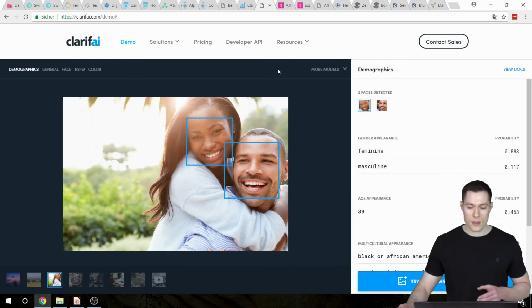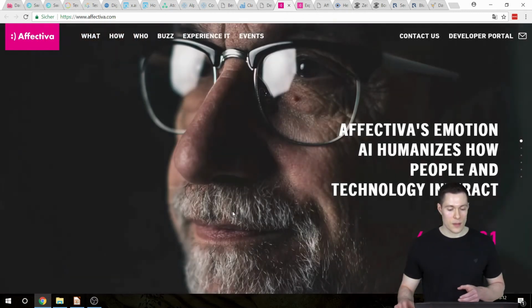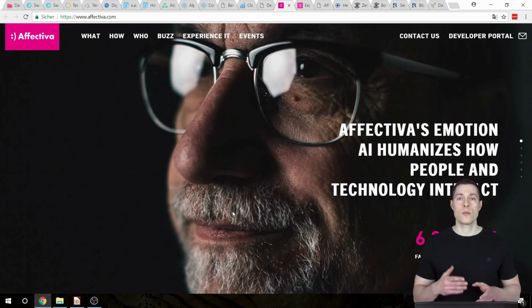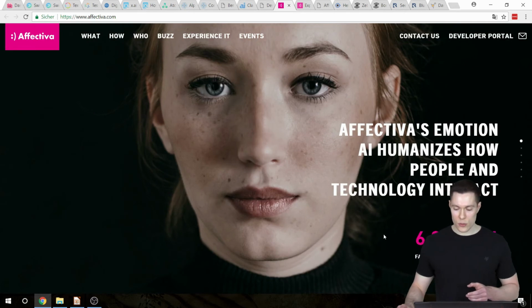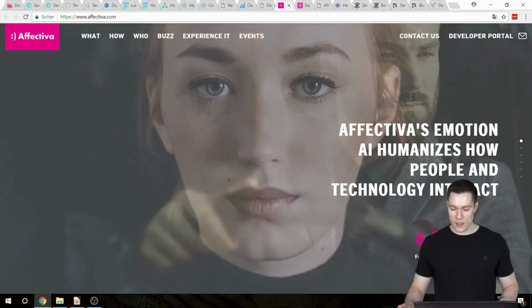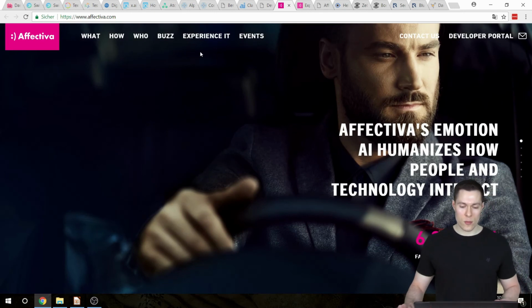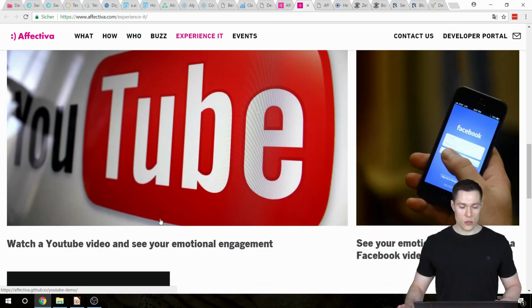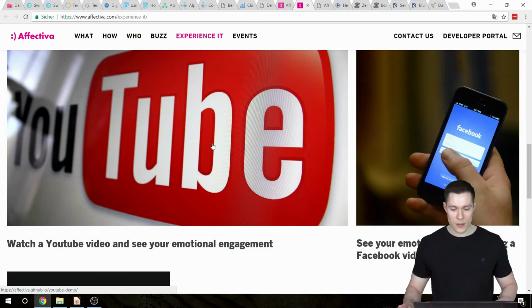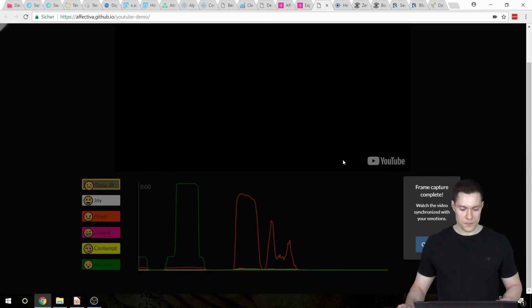So that's Clarifai. Next up is Affectiva. And they do something similar as Clarifai, but they are only specialized in facial expression and then recognizing human emotions. And they also have the world's largest database of human emotions with more than 6 million faces analyzed. And here too, there are also some demos that you can play around with. In one demo, for example, it monitors your emotions while you're watching a YouTube video. So here I already did that, and you can see at which point in the video certain emotions were triggered and also how strong they were triggered.